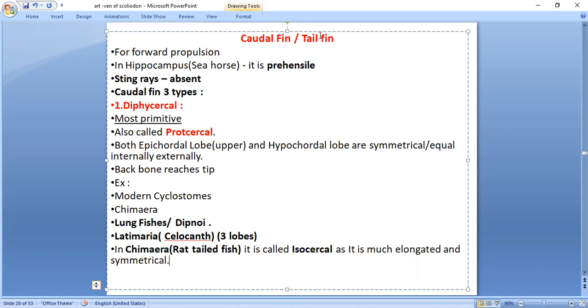So in this, the tail is very, very long. Okay, so here it looks like this: the backbone reaches here, and here the lobes are very slightly folded. So this kind of tail fin is seen in chimera, that is called isocercal type of caudal fin, right?